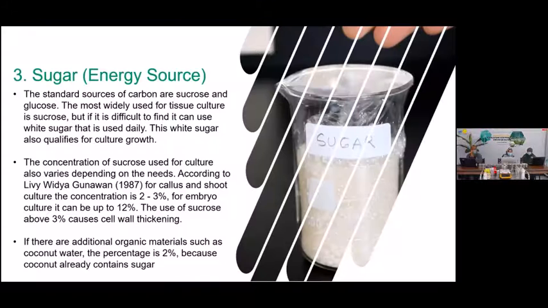Okay. And sugar. Sugar we need as an energy source. The standard sources of carbon are sucrose and glucose. But the most widely used for tissue culture is sucrose. But if it is difficult to find, we can use the white sugar that we use daily. This white sugar also qualifies for culture growth.